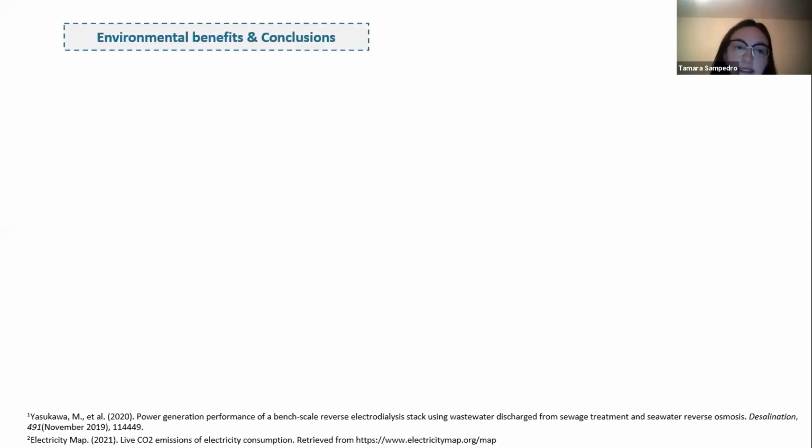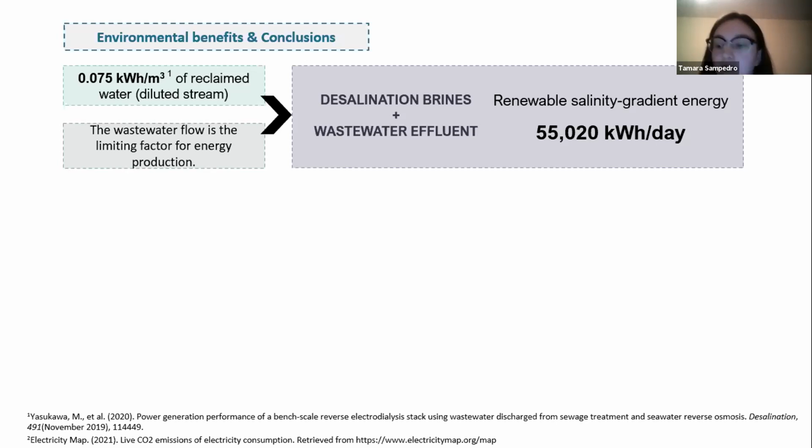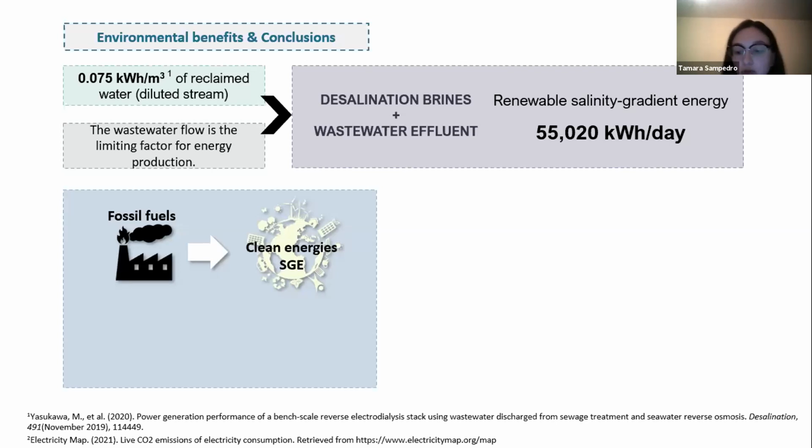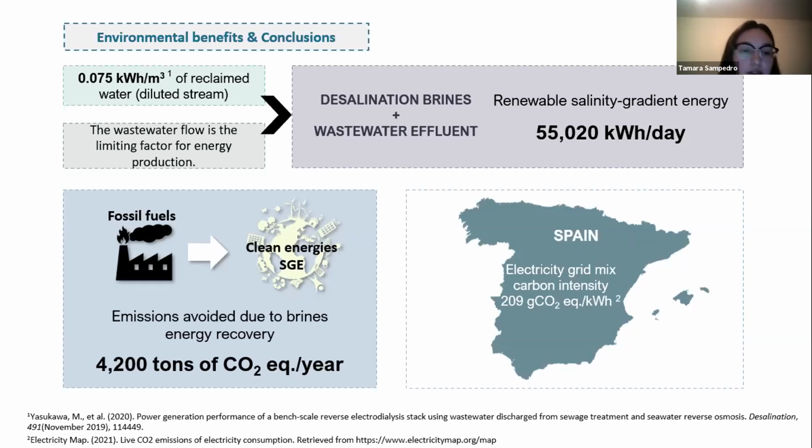Finally, we have estimated the environmental benefits of the implementation of this technology. Considering the energy production of 0.075 kilowatt hours per cubic meter and the wastewater flow that is the limiting factor, it has been estimated that the desalination plants could generate approximately 55,000 kilowatt hours per day of renewable salinity gradient energy. The production of this salinity gradient energy would reduce the fossil fuel consumption. So considering the carbon intensity of the electricity mix of Spain, this technology could avoid the emission of about 1,200 tons of carbon dioxide equivalent per year.